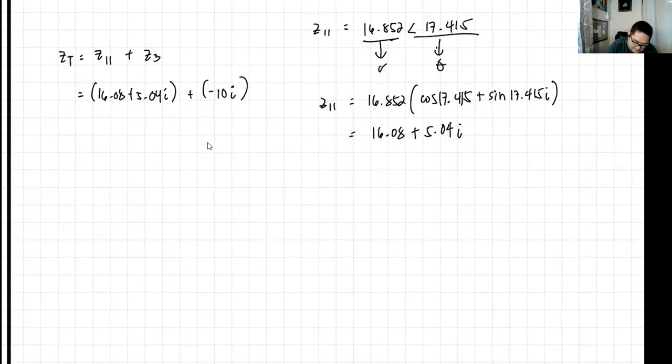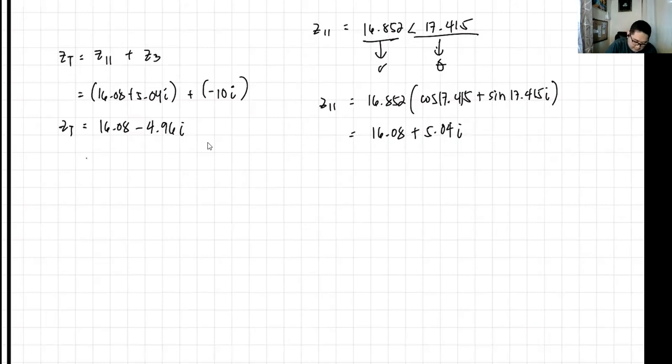Yung J10 natin. So, this will be 16.08. Okay? And then, this is minus. So, negative 10 plus 5.04, that is minus 4.96 I. So, ito yung Z total natin. To change that, 16.08 minus 4.96 I to polar form.